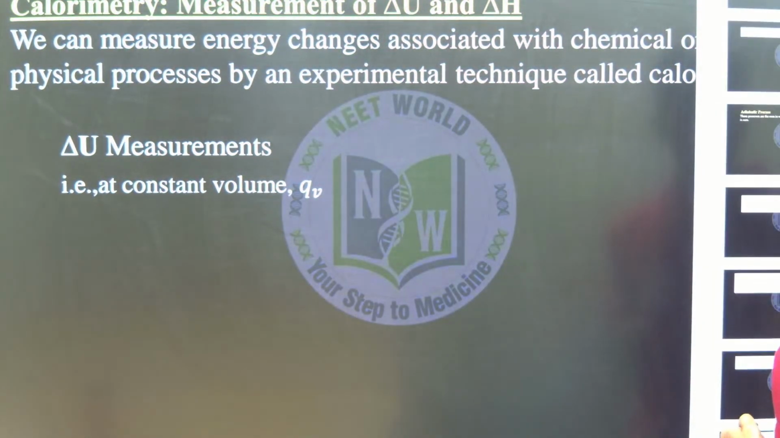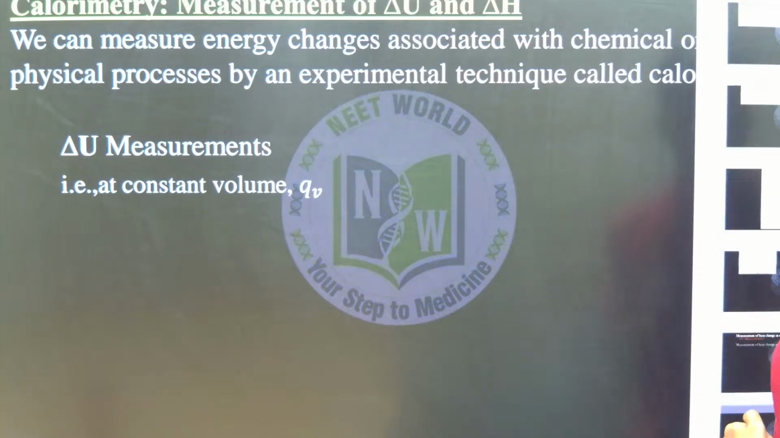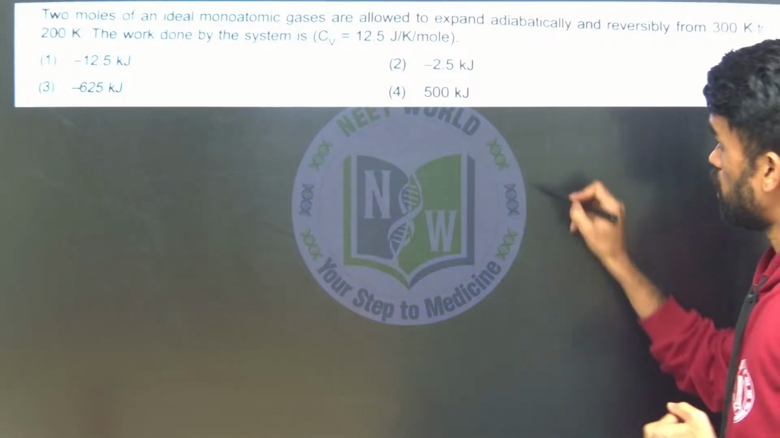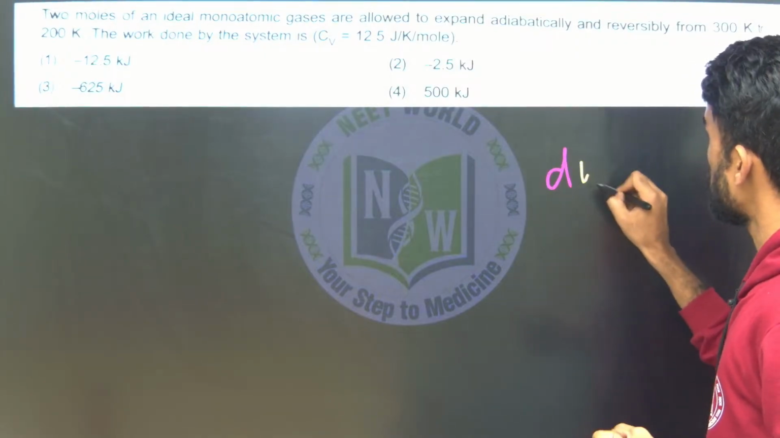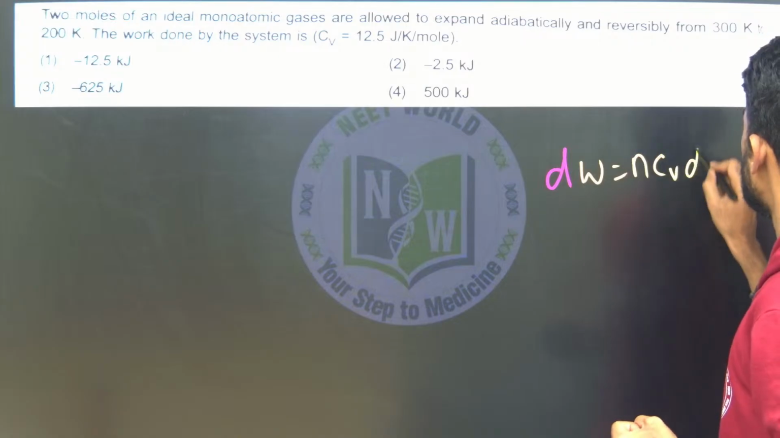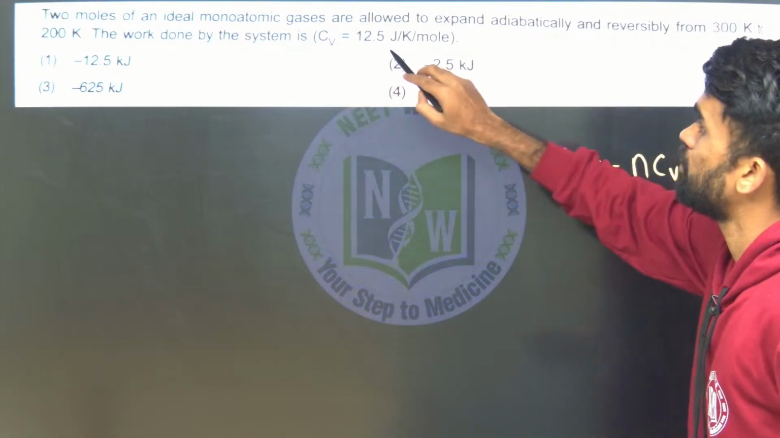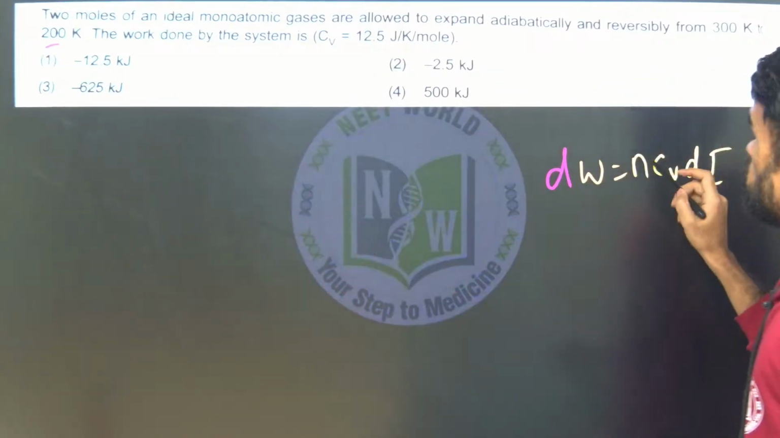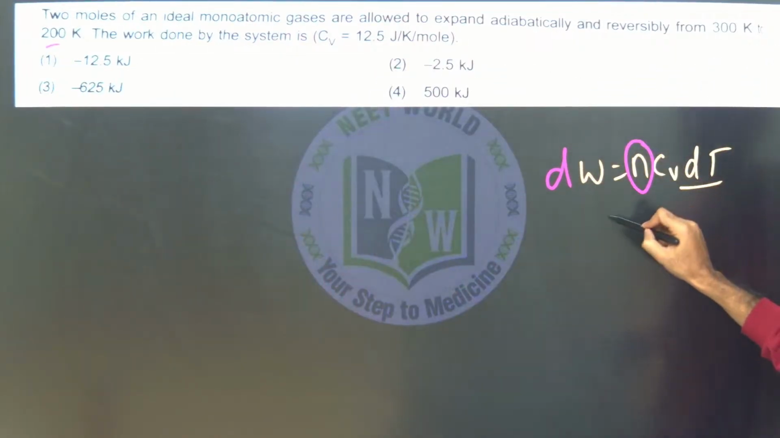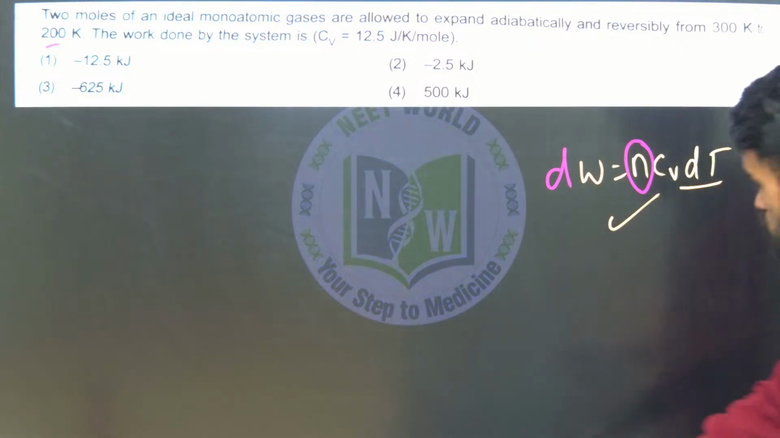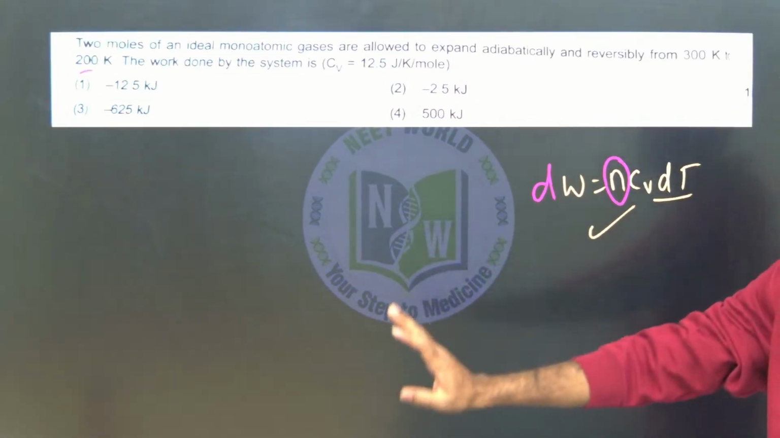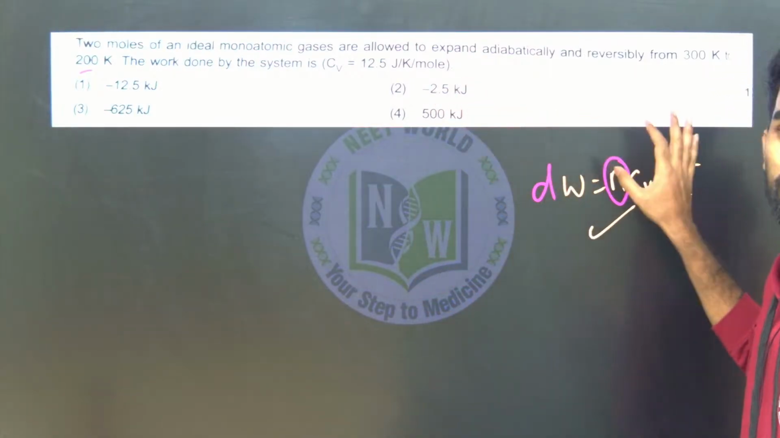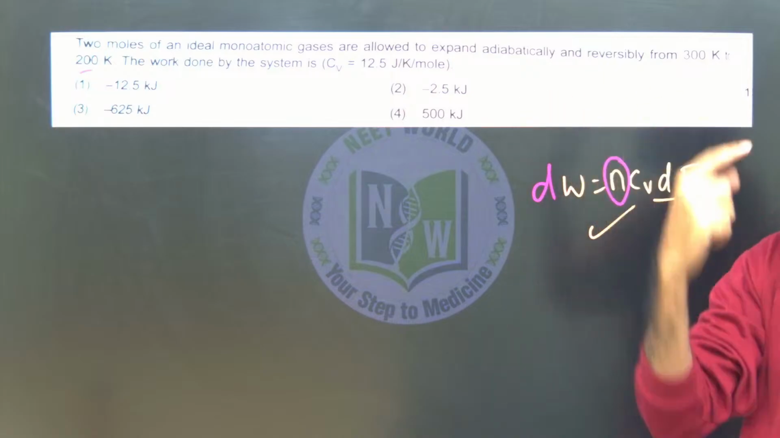Let me show you a few questions related to this. Look at this question that we have solved. The relation that I have given: work done equals n Cv dT. The Cv value is given, the dT temperature change is also given here, and the number of moles is also mentioned. You just substitute in this and tell me your answer in the chat box, because these are very easy. Just formula substitution only, put the values and tell me your answer in the chat box for this question.